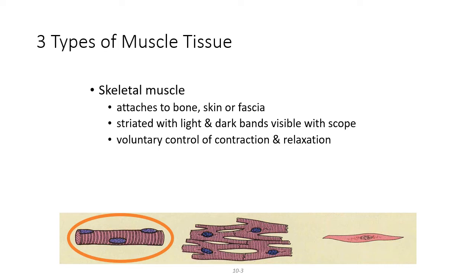They're multinucleated, so we can see that we have multiple nuclei per cell. And so we're going to have upwards of 100 or so different nuclei in a single cell, and we'll talk about the reason why later on. And skeletal muscle is the only one that is voluntary. It's the only one that we can control when it contracts and when it relaxes.